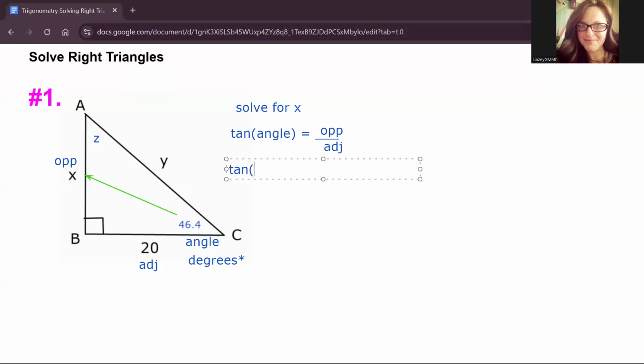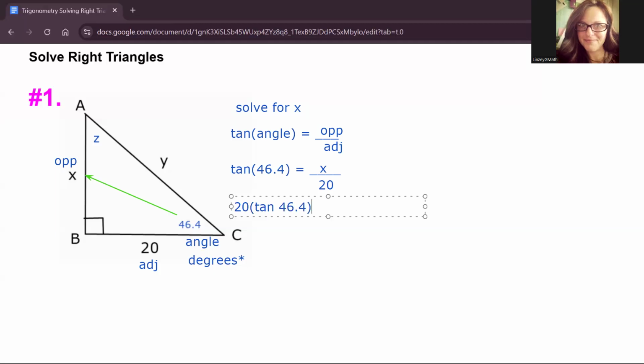And let's fill in this formula. The angle, 46.4 degrees. Opposite side is x. And the adjacent side is 20. We'll multiply by 20, and then we'll put this in the calculator. 20 times tangent of 46.4 degrees. And we get 21.